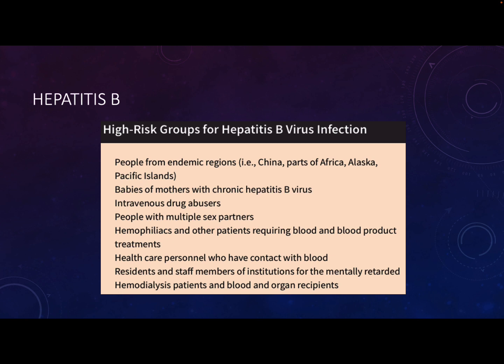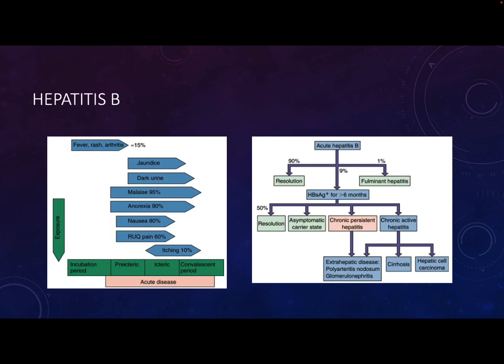You may have all heard of the case of a woman who was in a persistent vegetative coma that got pregnant. Okay, that's not supposed to happen. So you have to really be cognizant of all of those issues. And then again, hemodialysis in patients who are blood and organ transplants.